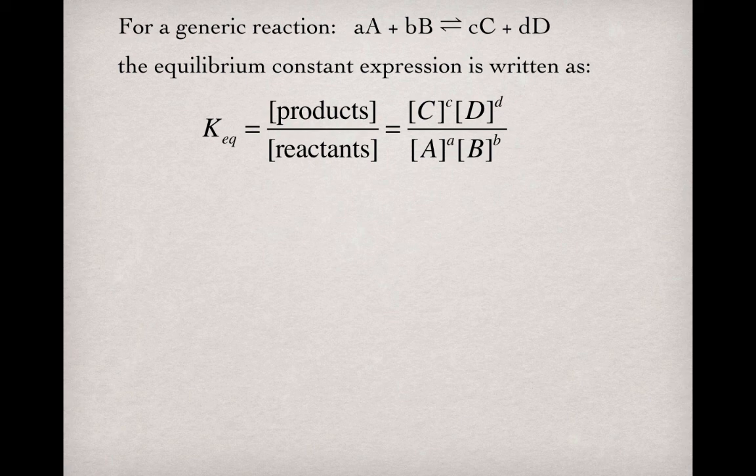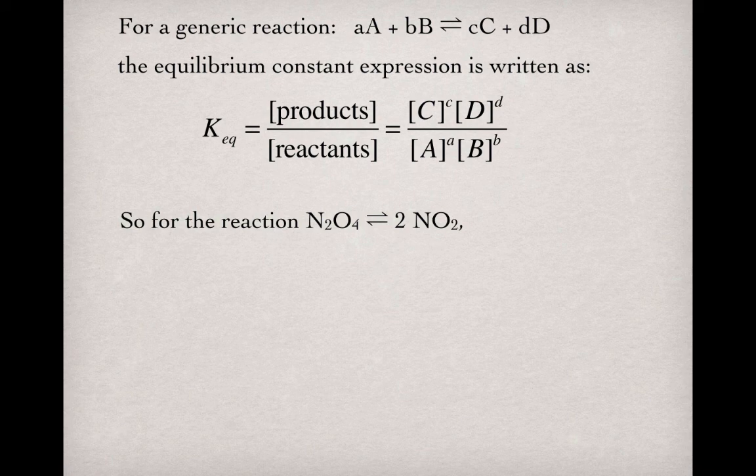The equilibrium constant, KEQ, is equal to products over reactants. So we have the concentration of component C raised to the power of its stoichiometric coefficient from the balanced reaction, little c, times the concentration of D raised to the little d. That's my products over my reactants. So we have the concentration of A raised to little a times the concentration of B raised to the little b.